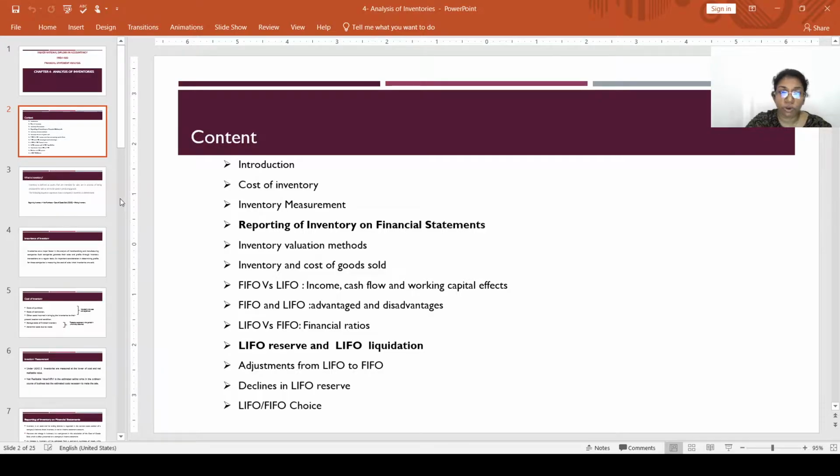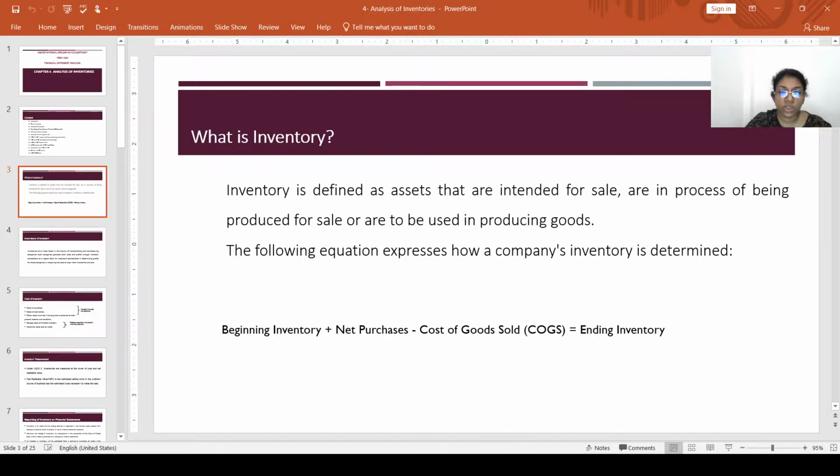So let's move on to the next one. So let's see what is inventory. Inventory is defined as the assets that are intended for sale and are in the process of being produced for sale or are being used in producing goods.